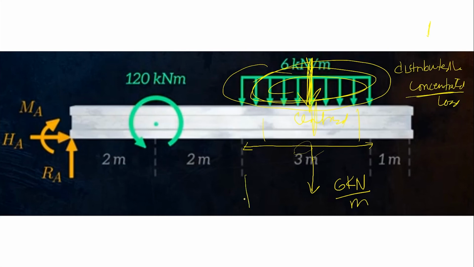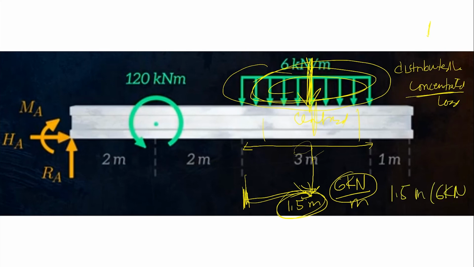Ano yung centroid ng 3 meters? 1.5. 1.5 meters. So all you have to do is to multiply the distance now to the centroid, no, from the reference papunta sa centroid, tapos multiply mo ng magnitude ng force. So ilan to? 1.5 meter times 6 kilonewton. Ilan yan? Per meter. So meron tayong 1.5 meter, no? Bawat meter is 6 kilonewton.